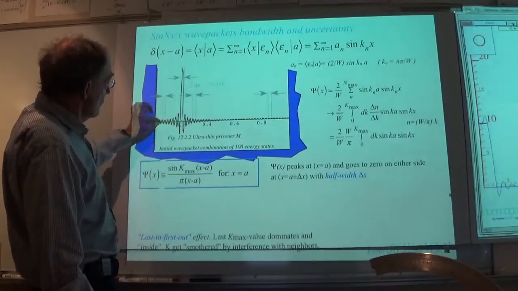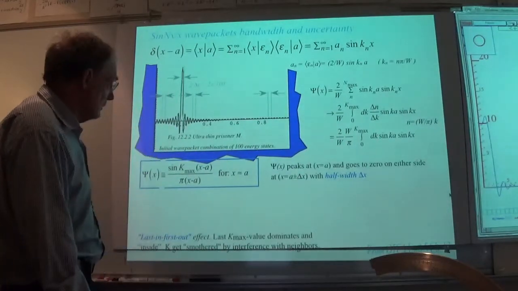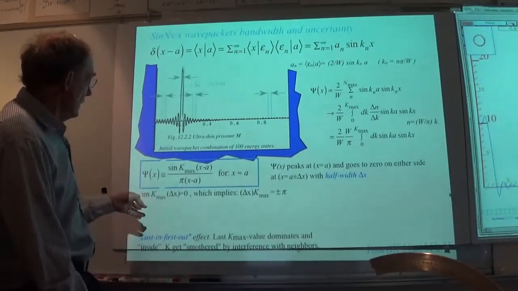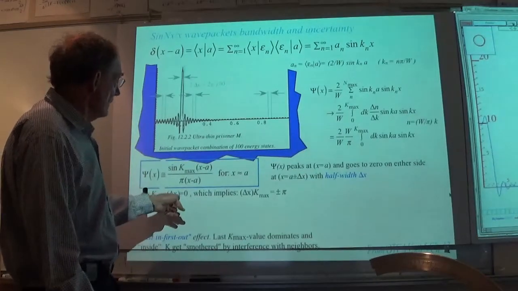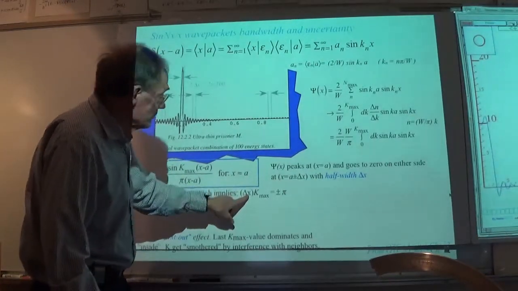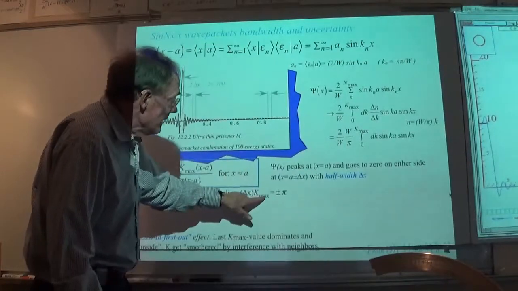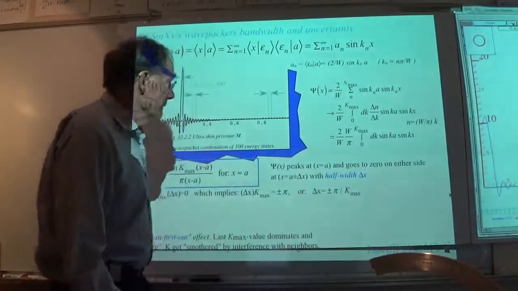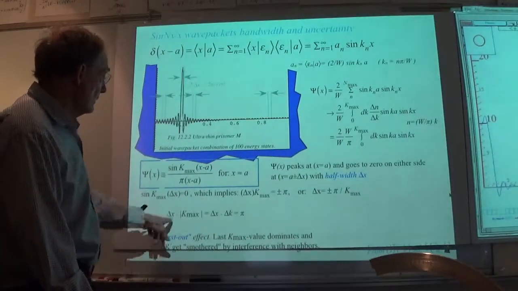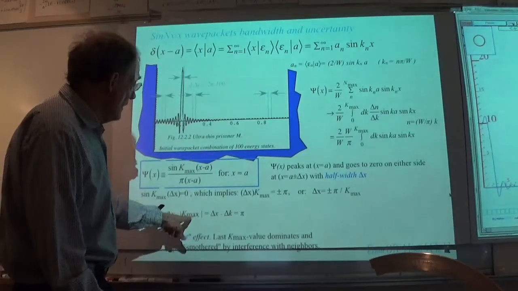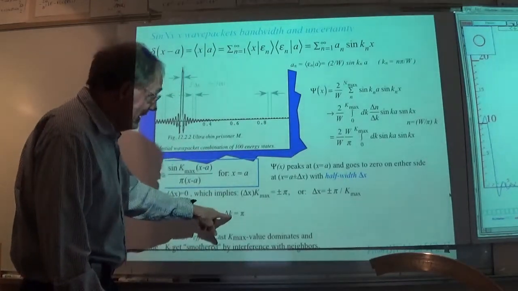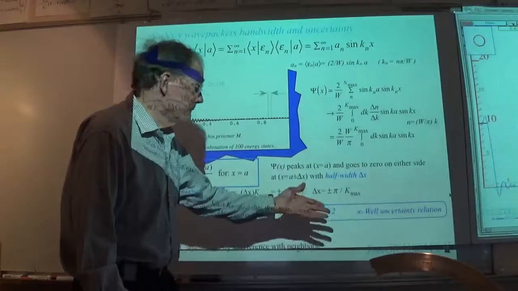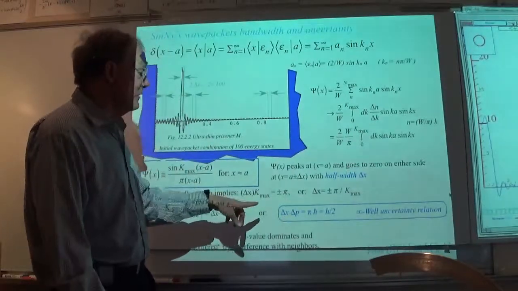Of course, there's also a width that you might assign to that, and that makes this not quite exact, but it's hard to be exact about uncertainty. So, sine of k x max delta x equals 0, which implies delta x times k max equals plus or minus pi, or delta x equals plus or minus pi over k max. There's another way to write it. And k max, we'll call that delta k, those two multiply up to pi. So there's the uncertainty relation you get from this approximation.